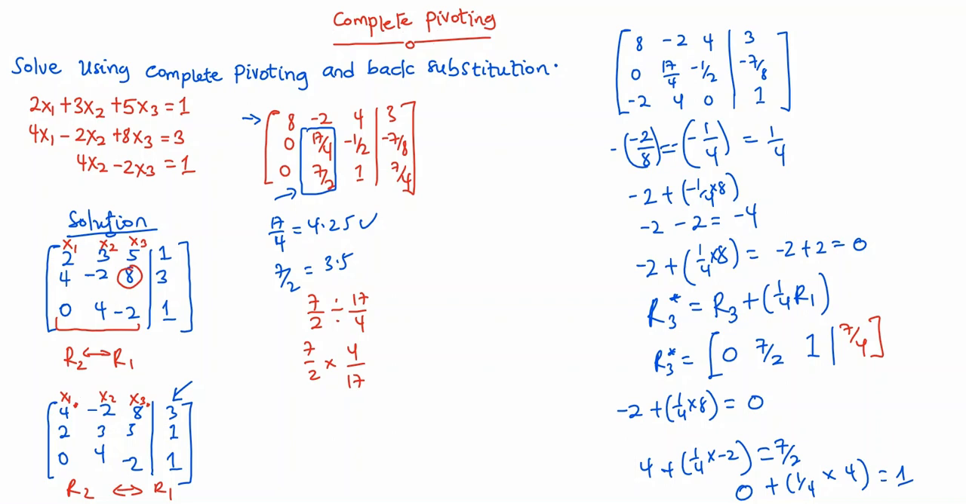So let's look at what you're going to get. 7/2 times 4/17 gives us a value of 14/17. So what you're going to do is multiply through this row 2 by 14/17, and then add or subtract it from the row 3.